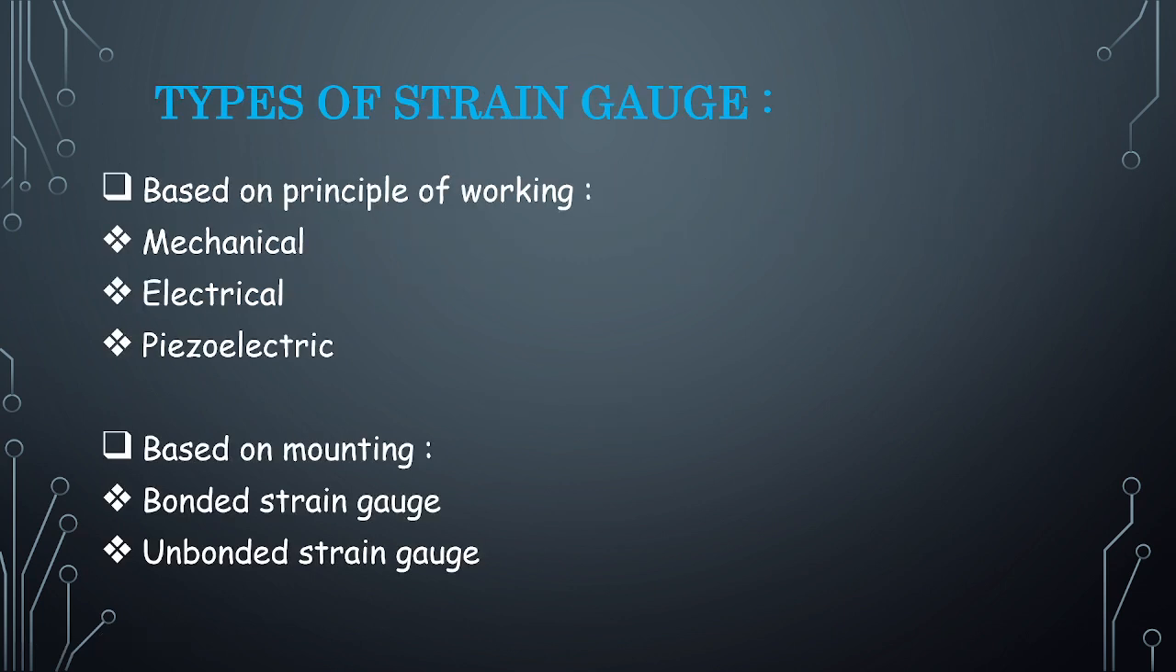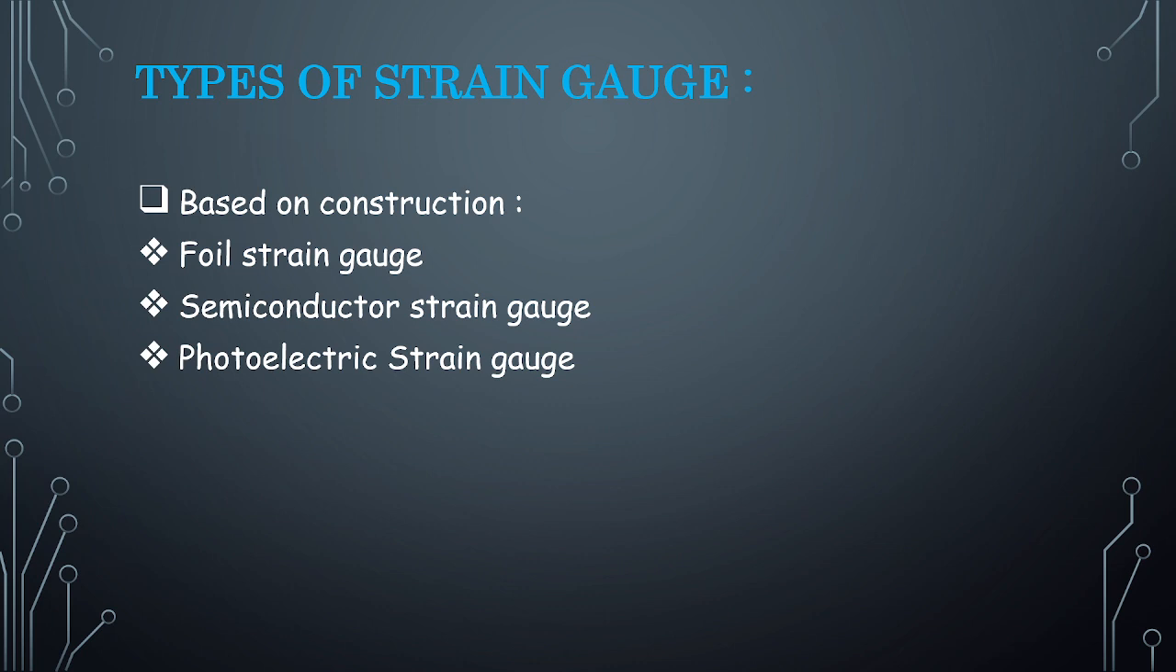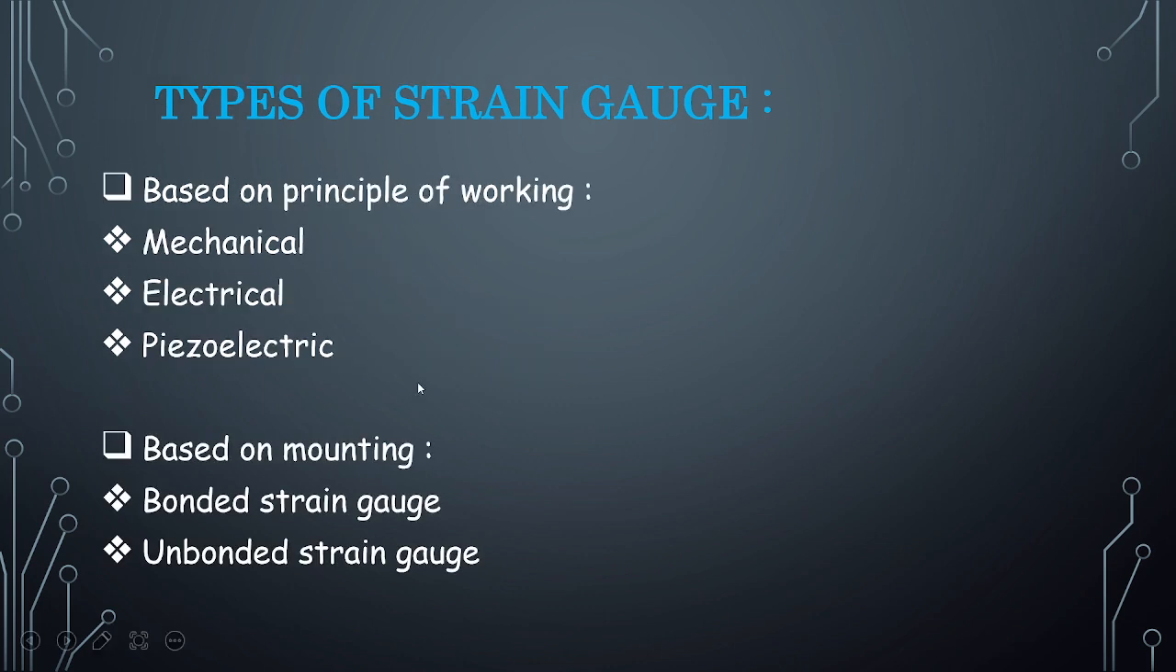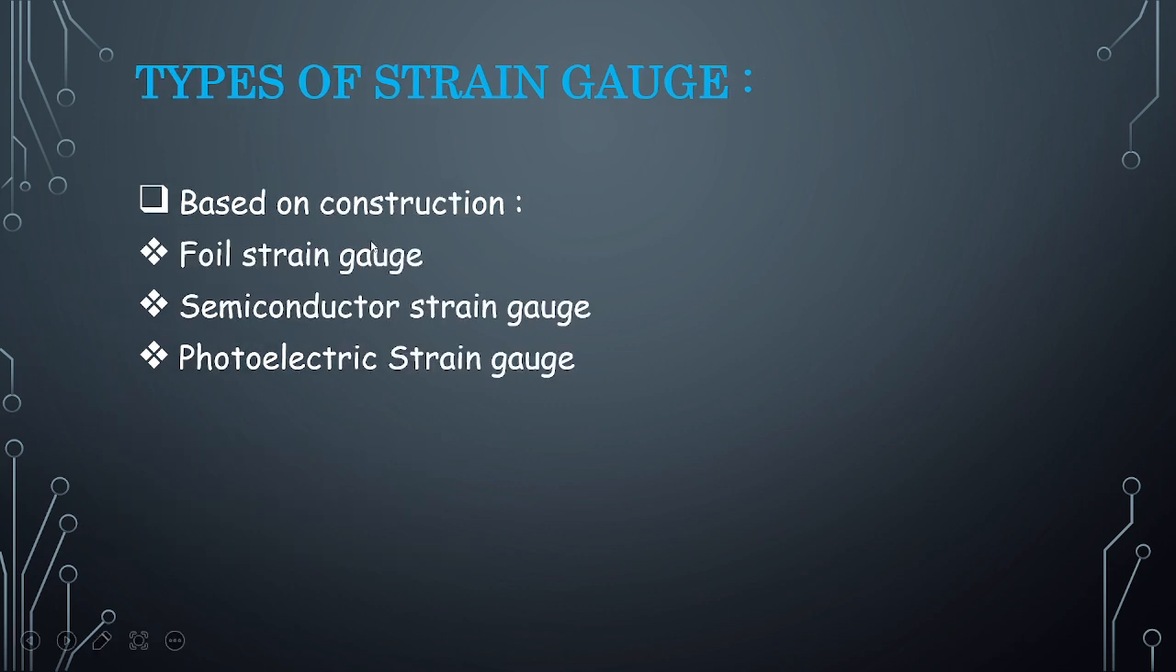Types of strain gauge. There are different types. Based on the principle of working, it is mechanical, electrical and piezoelectric. Based on mounting, it is bonded strain gauge and unbonded strain gauge. Based on construction, it is foil strain gauge, semiconductor strain gauge and photoelectric strain gauge.